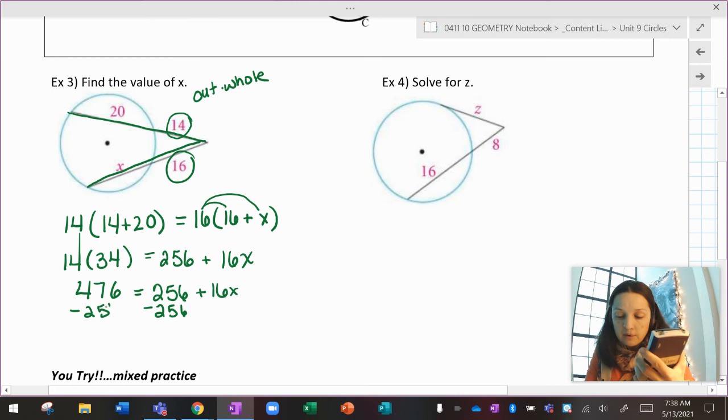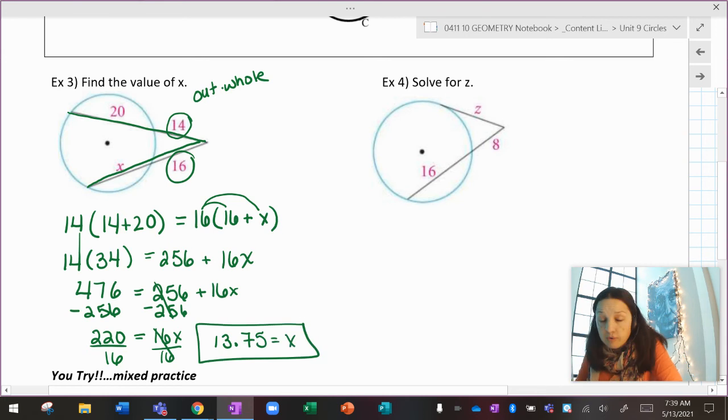Subtract. And we get 220 equals 16x. And then divide. And we get x equals 13.75. Outside times whole equals outside times whole.